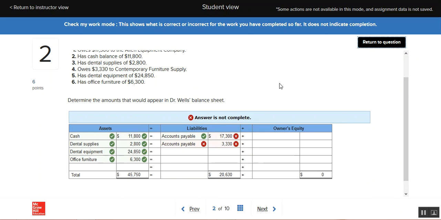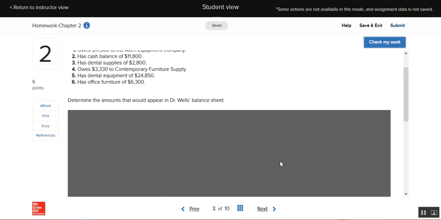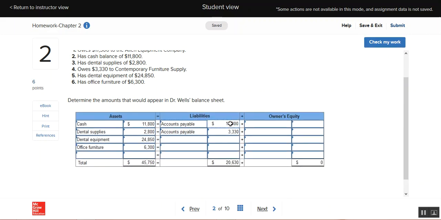Sometimes Connect is just quirky about the way it wants you to put things in. So if you can't get something to work one way, then try it a different way, and sometimes that will alleviate the problem. So it does look like they want us to add those two together. So we're going to return to the question. And I'm going to change that to the total of those two, which is $20,630. Going to get rid of the next one. That blank.